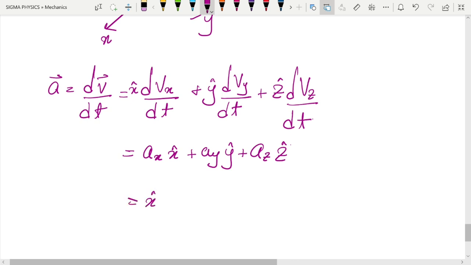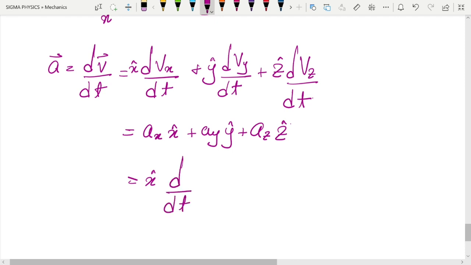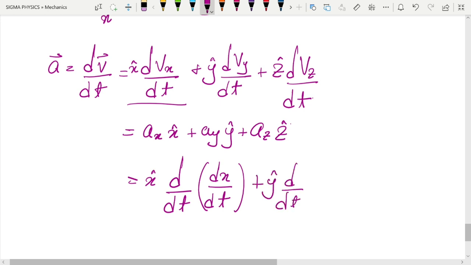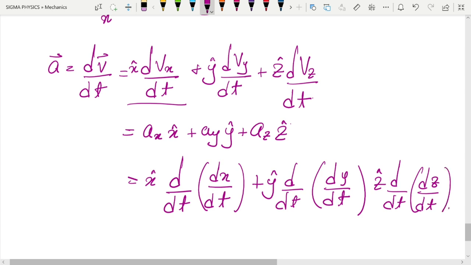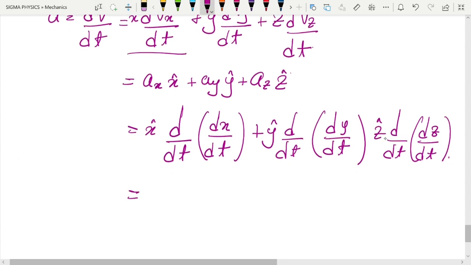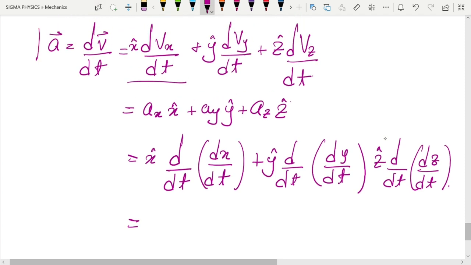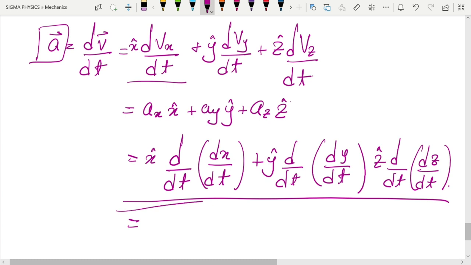Now you can also write it like this: x cap d by dt of dx by dt. Instead of vx over here, I've just substituted dx by dt, that's it. Y cap d by dt of dy by dt. And z cap d by dt of dz by dt. So can you see over here, this simple vector A actually is this? Imagine there were no vectors and no vector notations. Then every time you are finding the acceleration of the particle, you have to write these lengthy expressions. That is how helpful vectors are. That is how much vectors reduce your work, right?